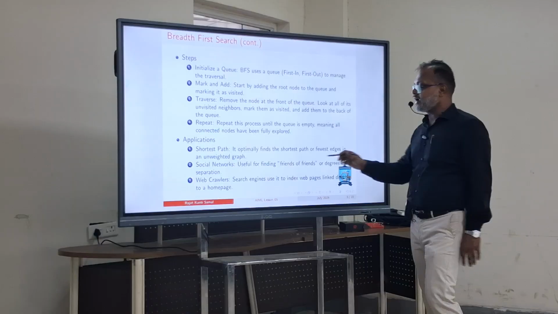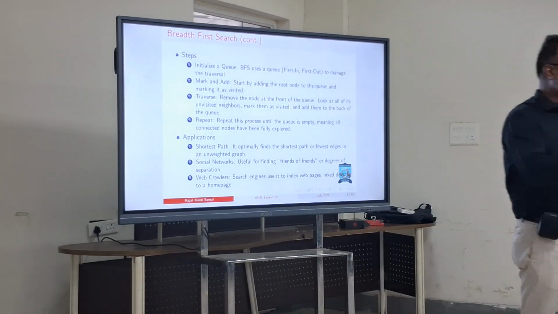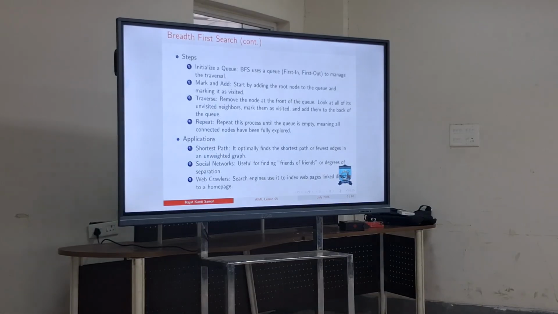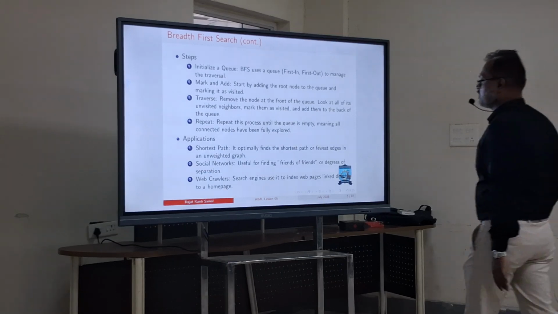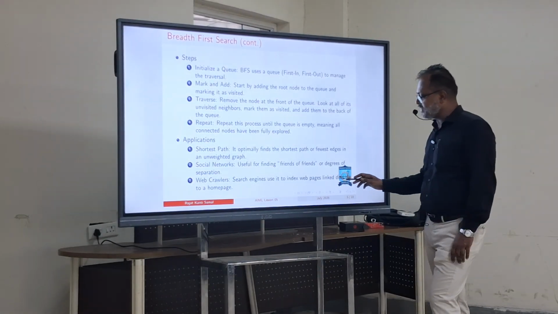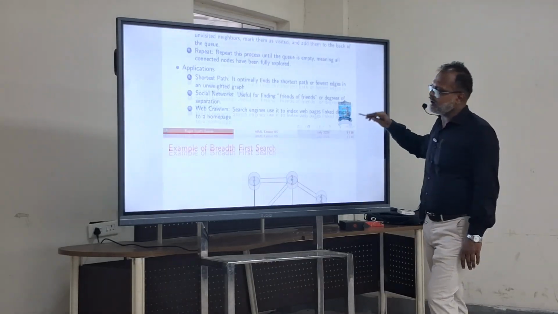Social networks. Finding friend of friends, degrees of separation, all these things. They use basically this kind of search. Have you seen Facebook, friends of friends like this? Okay. Web crawlers. Search engines use it to index web pages linked directly to a home page. So they use it whenever required.